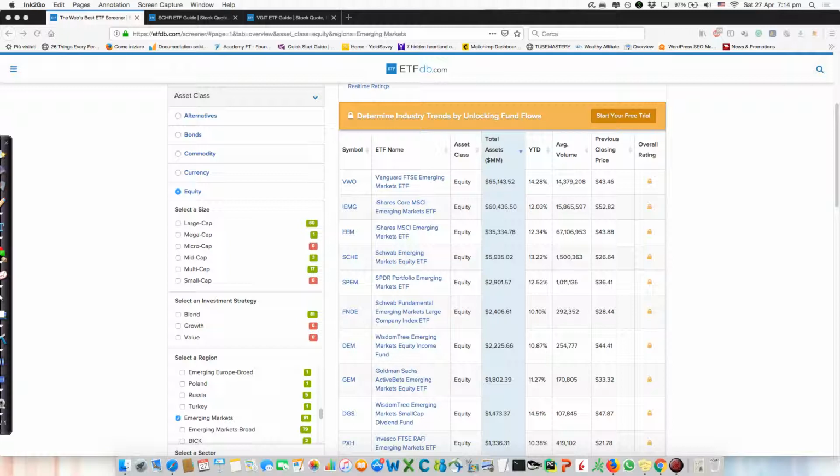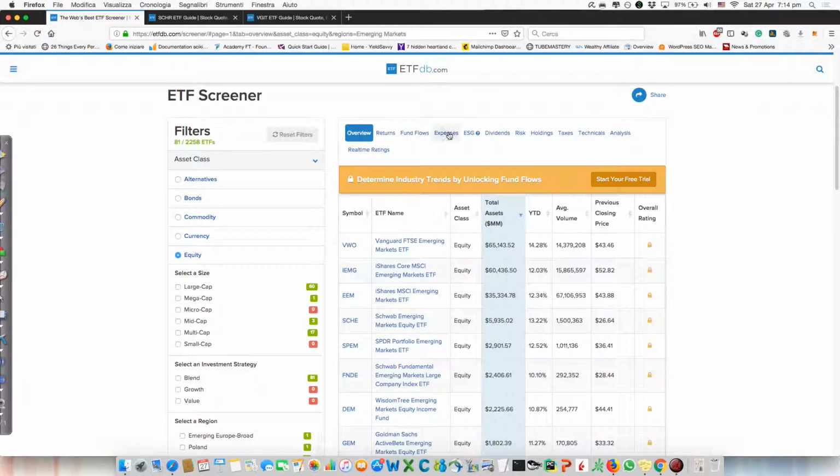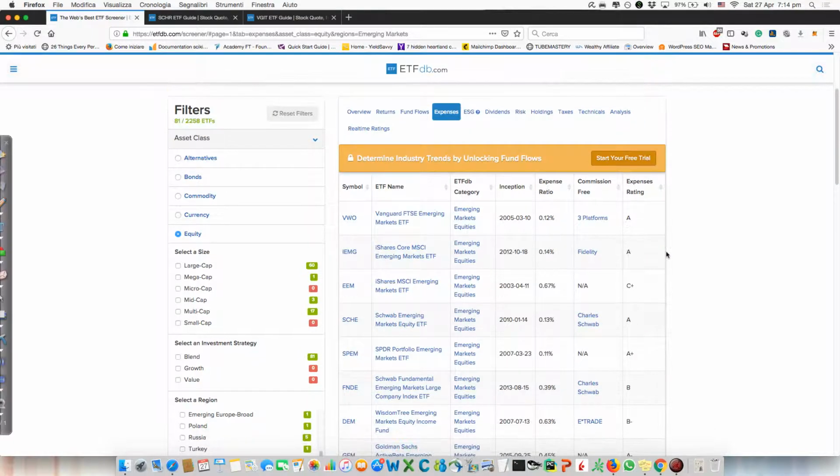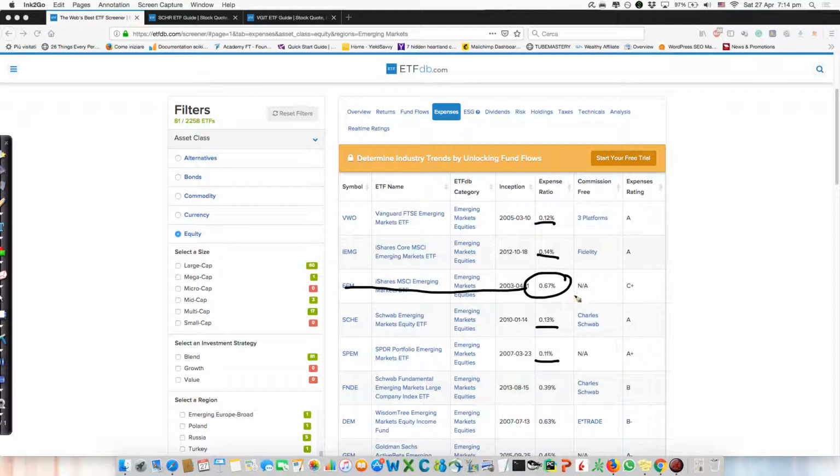So remember, we are looking at the first 5. So we go here, expenses, and okay, expenses, definitely this one, no. You see 0.67 is way above the others. Then what do we have here? They are quite close, I would say. 11, 13, 14, and 12.